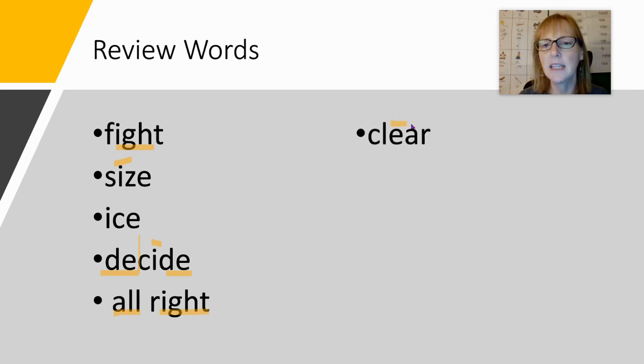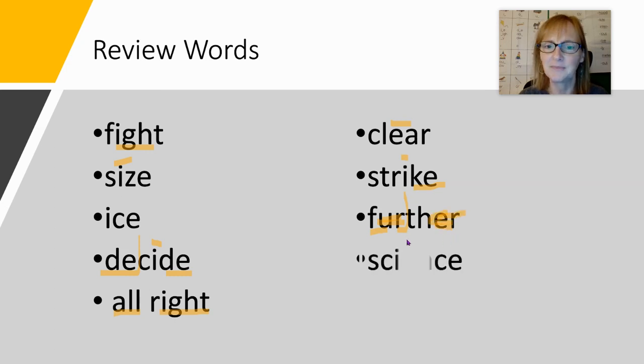Clear, we have the long E sound spelled E-A. Strike, we have long I, consonant E. Further, we have the fur spelled U-R, and then the ending er sound spelled E-R.